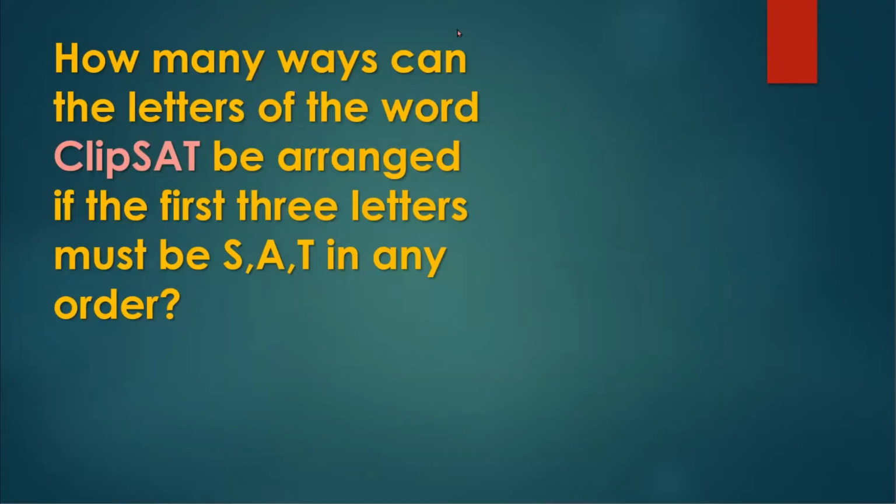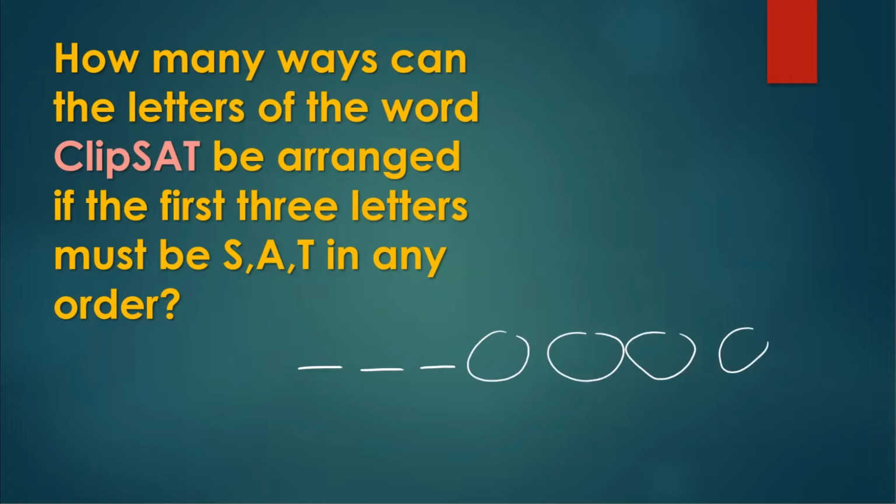Okay, here, how many ways can the letters of the word ClipSat be arranged if the first 3 letters must be S and A and T in any order? So I need to start with 3 letters, only 3 letters, 3 options in the first 3 places, and the other 4 options in the other places. We are going to use all the 7 letters, but here 3 places are dedicated for S and A and T. So this part will be 3 times 2 times 1 only. The remaining will be for the other 4 letters. So this part will be 4 times 3 times 2 times 1.